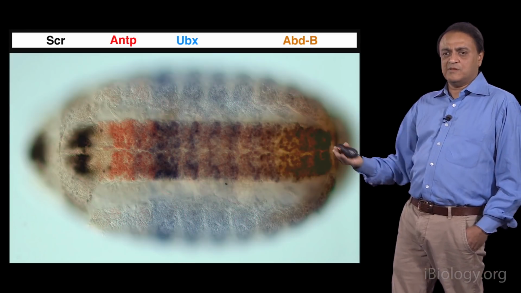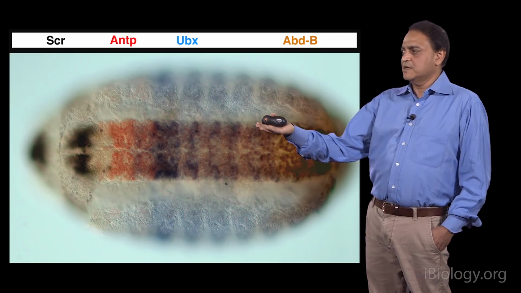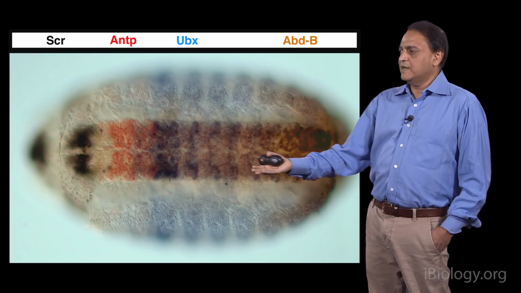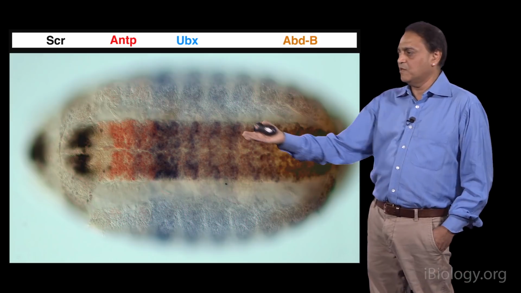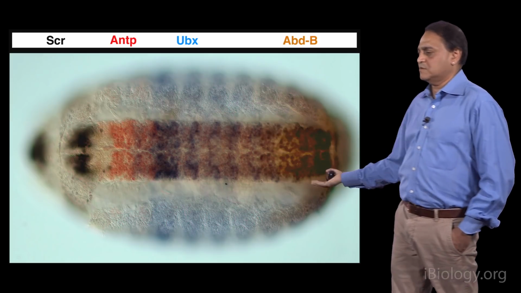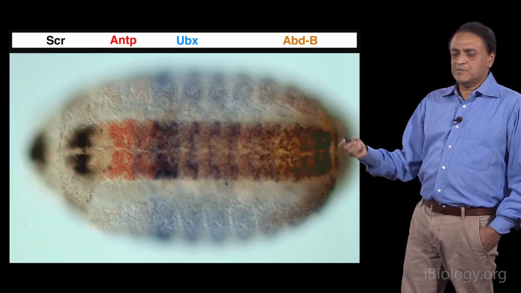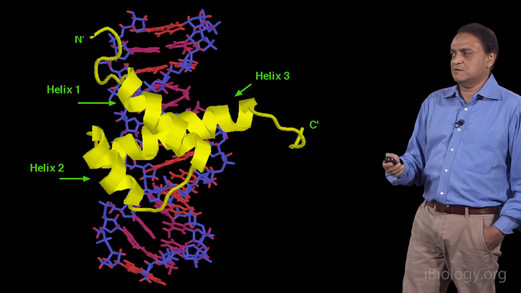Here's another example of looking at the localization of some of these Hox genes. So in this case, Sex combs reduced, Antennapedia, Ultrabithorax, and Abdominal-B. And again, you can see that these genes are expressed along the anterior-posterior axis of the animal. Anterior is to this end, posterior is here, and the darkened area towards the middle is the nervous system of the animal. But again, the point is that these genes have very spatially restricted expression patterns.